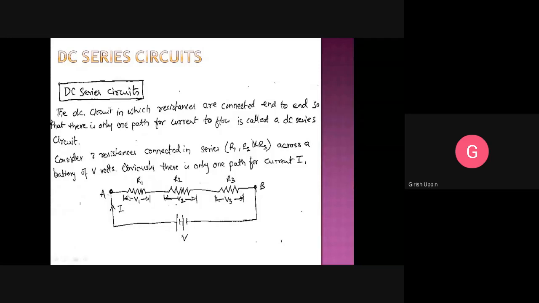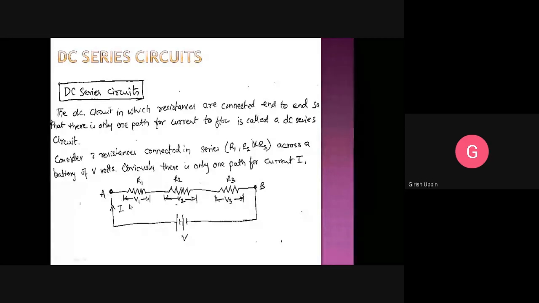Now we consider this example. Resistors R1, R2, R3 are connected in series, and this whole complete combination is connected across a voltage source of voltage V. When we connect the voltage source, the current that flows in the circuit is I. The current I will flow through this circuit.